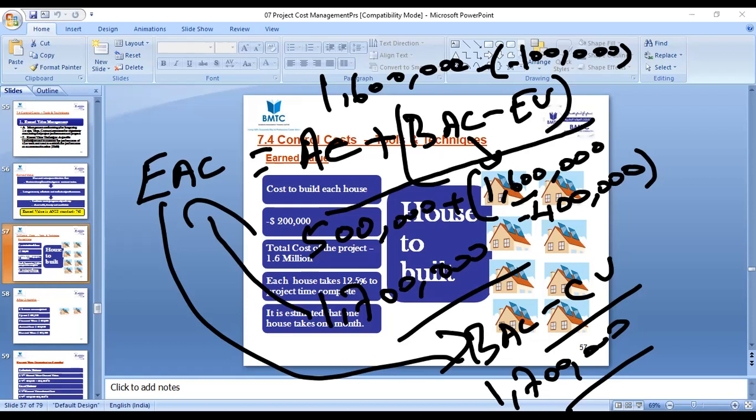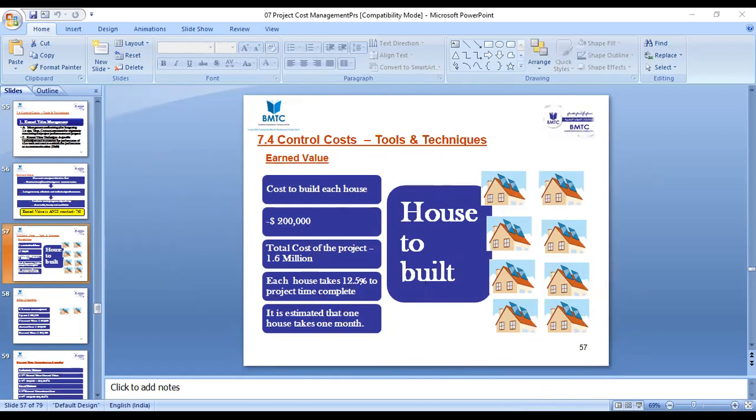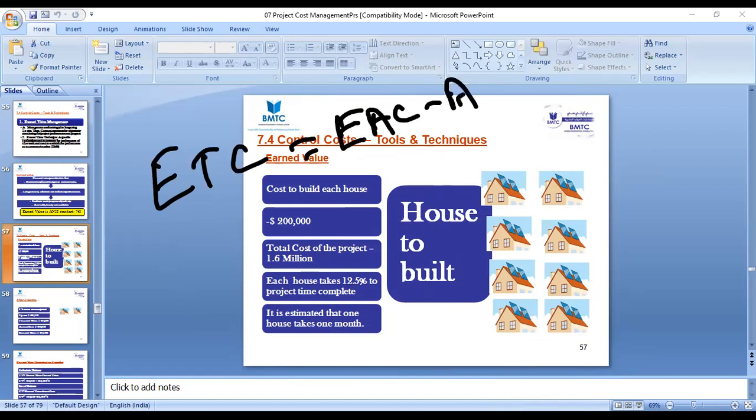Is it clear, guys? Yes. Can I strike this? Okay. Come back to the ETC. The ETC has a formula: EAC minus actual cost. So what was your EAC?